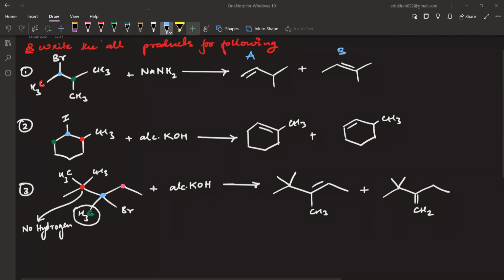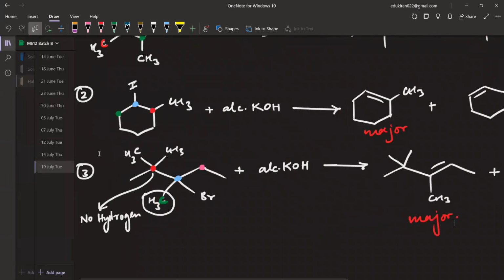In the first structure, this is going to be major because it has more alkyl groups attached on the double bond. And here, this one is going to be major. Why is there no bond between the red and the blue? Because this red one does not have any hydrogen, so beta elimination of hydrogen from the beta carbon cannot take place. That is why we will not get any double bond for the red and blue. Now you will write.